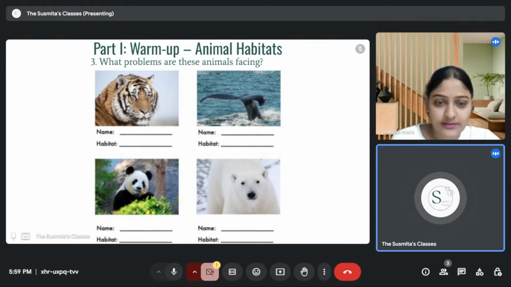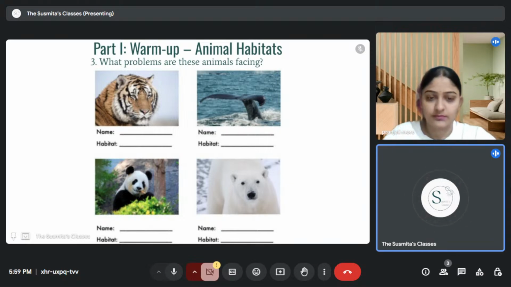Decreasing. Okay, very good. So basically, because of global warming, the habitat is getting hampered. Correct. If you look at polar bears, they need ice. They need cold regions. If there is no ice, there is no snow. They will not be able to live. Correct. Same thing with tigers.